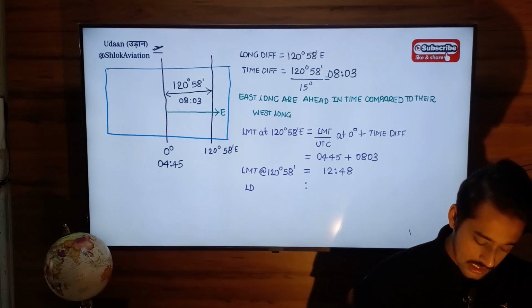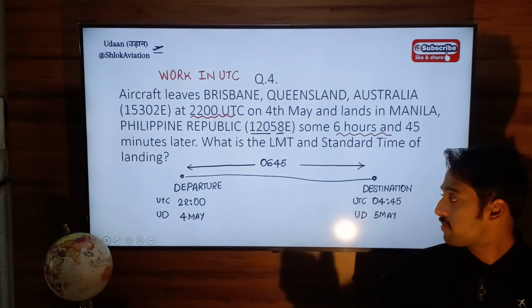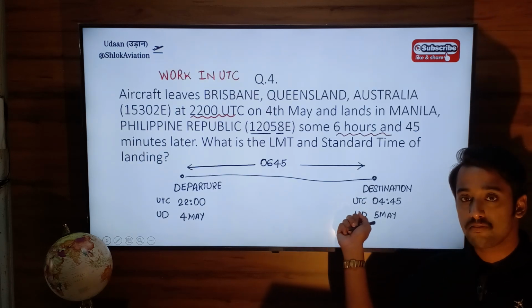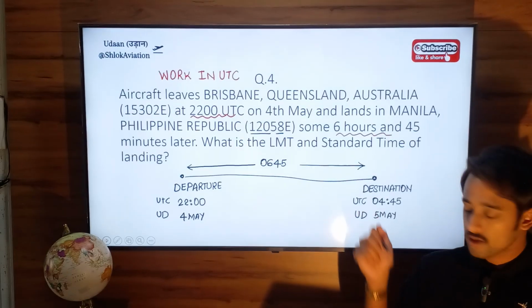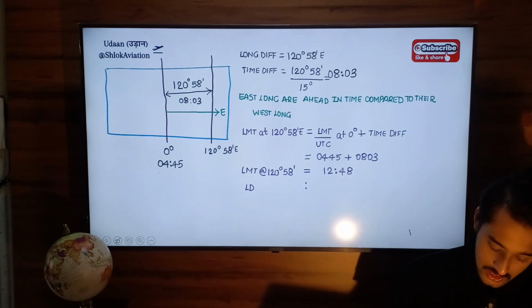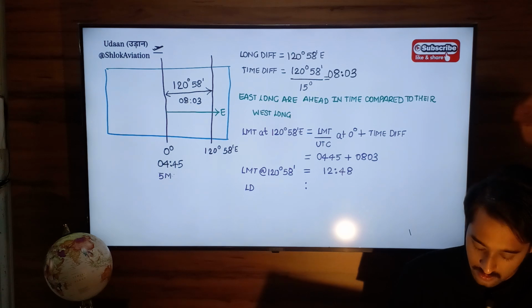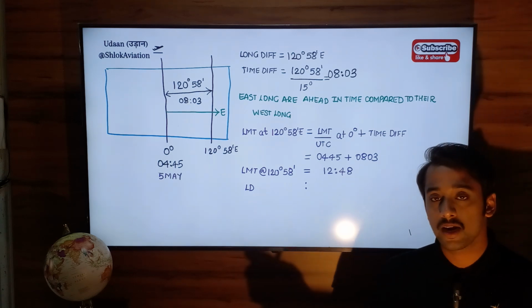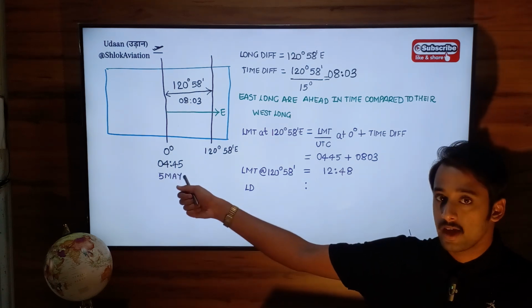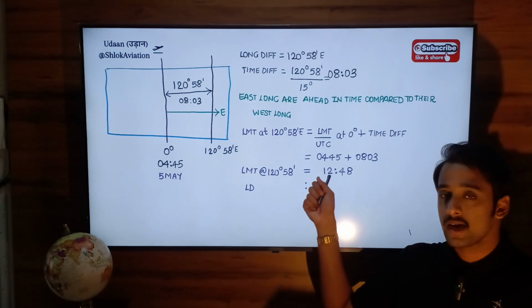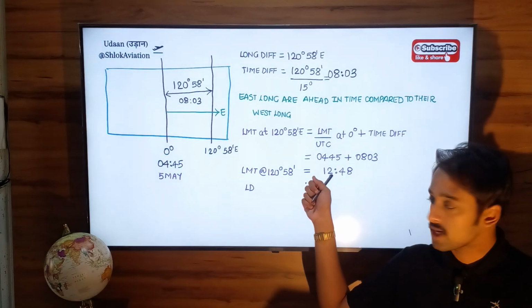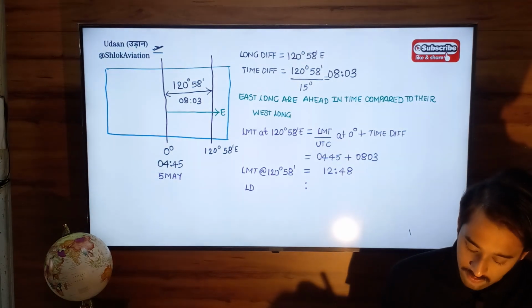Now what will be the local date? The UTC date is 5th of May at the time of landing. This is 5th of May, early morning 4:45. And according to LMT, we will be landing on the same day but in the afternoon. So the date will be the same, 5th of May.